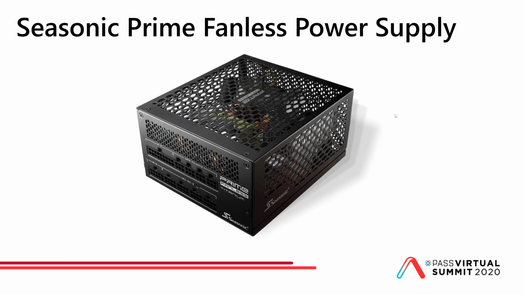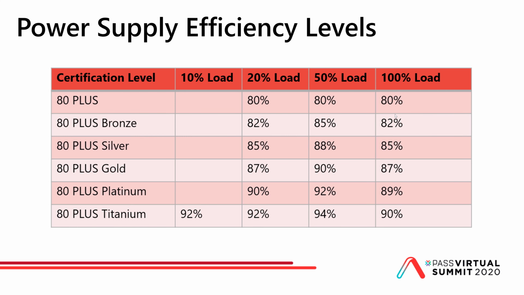Although on the downside, a titanium power supply is usually more expensive up front. So depending on how much your electricity costs, it may take a while to pay back. Taking a look here, we have the different power supply efficiency levels that are available. Starting at the top, you've got 80 Plus, and then 80 Plus Bronze, Silver, Gold, Platinum, and Titanium. Titanium is the highest rating here.